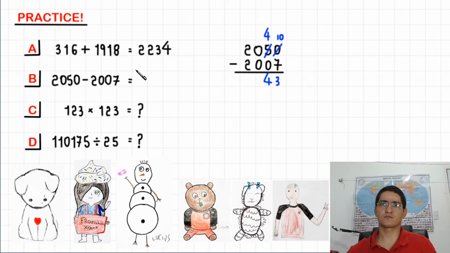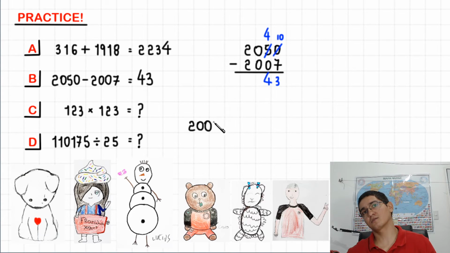The result is 43. As usual, I also like to complete the small number until I reach the big number. And the small number is 2007, okay? And I want to complete until I reach 2050, so I can know what the difference is. And I will start by just adding 3. Here I have 2007 plus 3. Well, that gets me 2010.